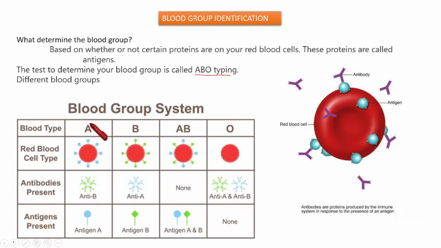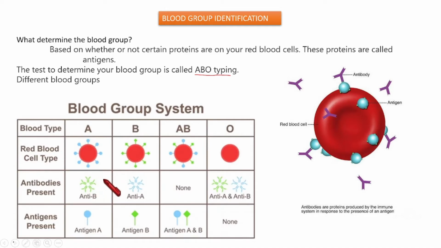First, the A blood group. It is represented by the alphabet A, and its antigen is antigen A. Then coming to the B blood group, as its alphabet is B, the antigen is also B. Then the AB blood group, as it possesses two alphabets A and B, its antigens are A and B. And coming to O, as there is no A, no B, very easily we can remember that there are no antigens. Then coming to antibody.